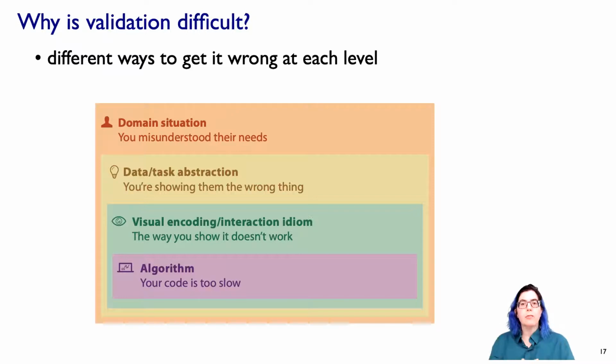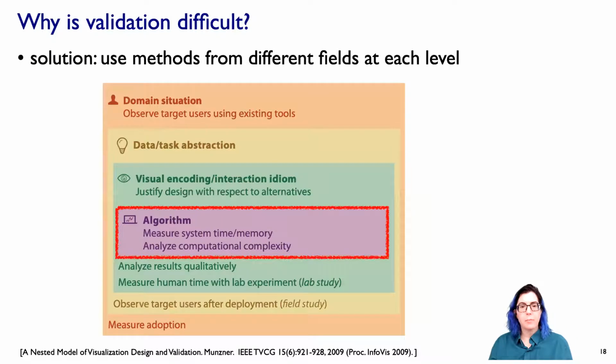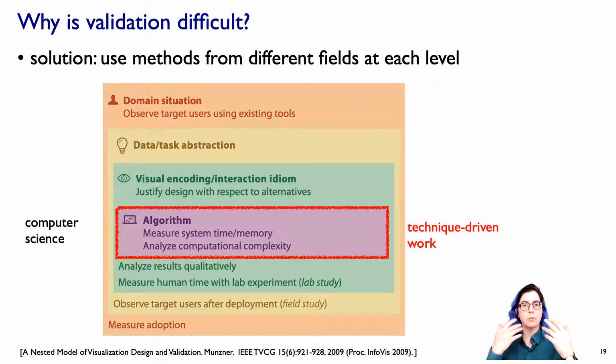Now, the key thing is we want to use appropriate methods for validating at each of these levels, because what we really need are different fields with methodology that are appropriate for each of these. For instance, in the computer science department, typically algorithmic benchmarking is well taught. You can do a computational benchmark, you can measure the system time and memory. For the more theoretically inclined people, you could analyze the computational complexity. So these are appropriate methods for trying to figure out if your algorithm is actually doing the right thing.